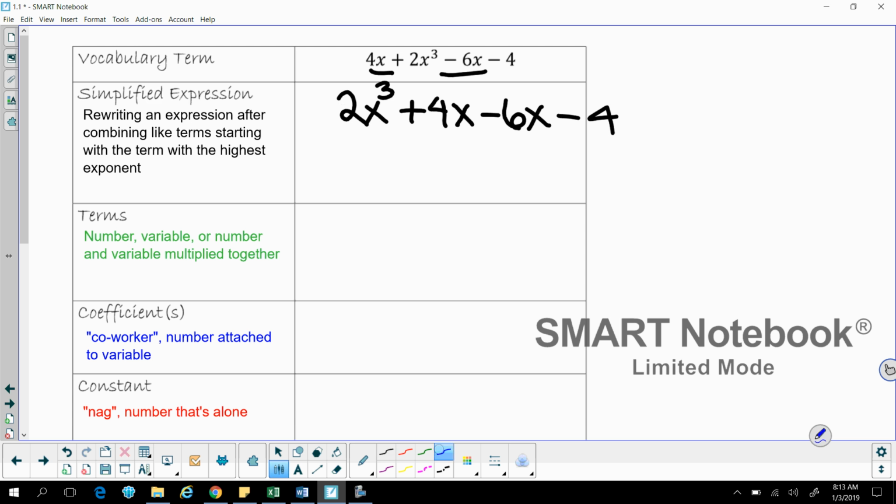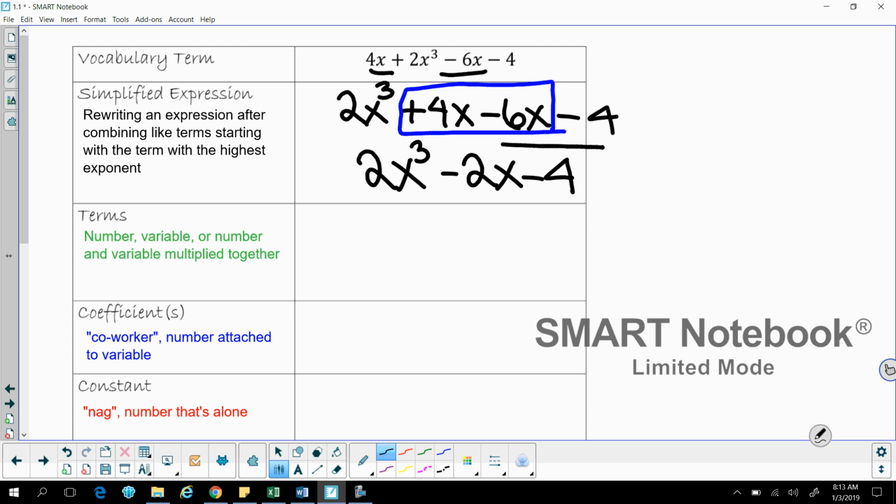Then we got to combine our like terms, right? Here's our little sister and brother. We got to make sure they're in the same family. So what is 4 minus 6? Beautiful, negative 2. So minus 2x minus 4. That's my answer.